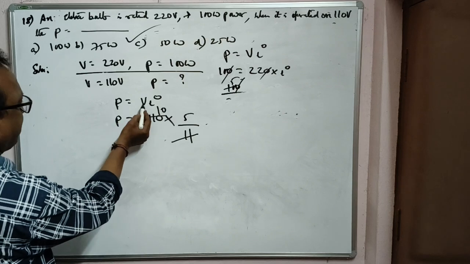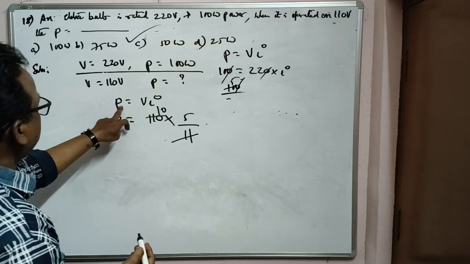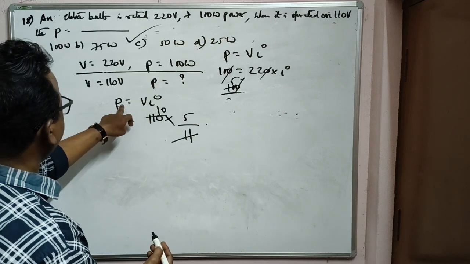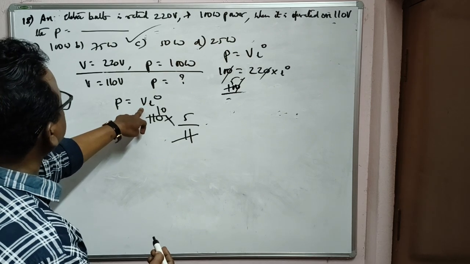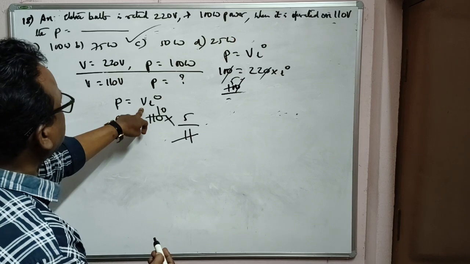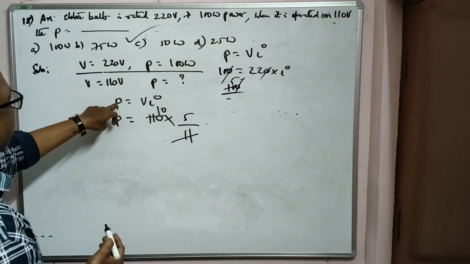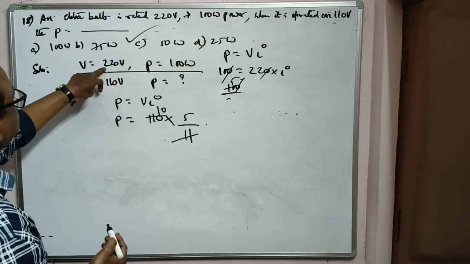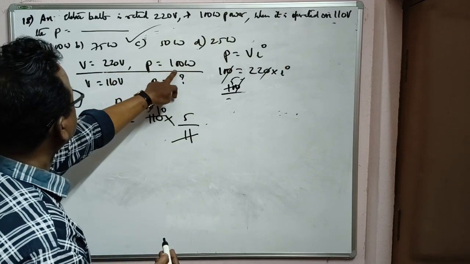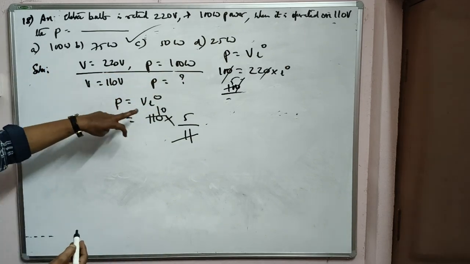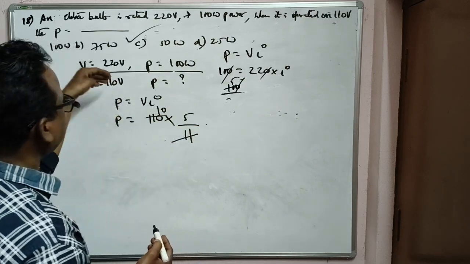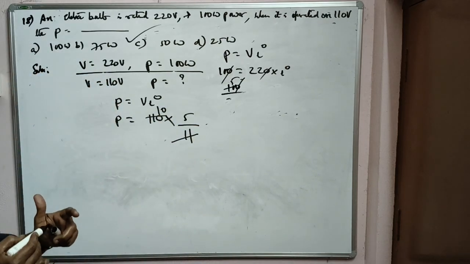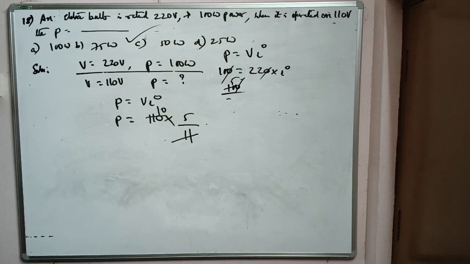So you can see here, power P is equal to VI. Power is directly proportional to voltage. So more voltage, more power. 220 gave 100, and here the voltage dropped and the power we got is 50. So you can take P as directly proportional to V.